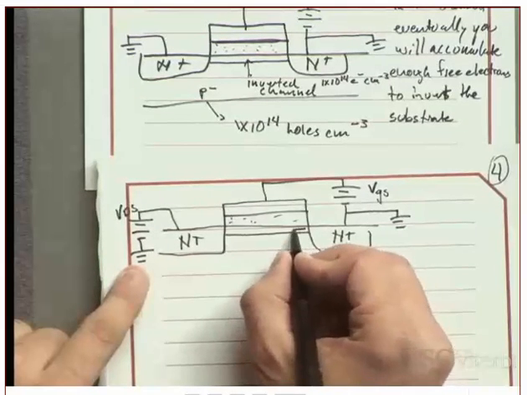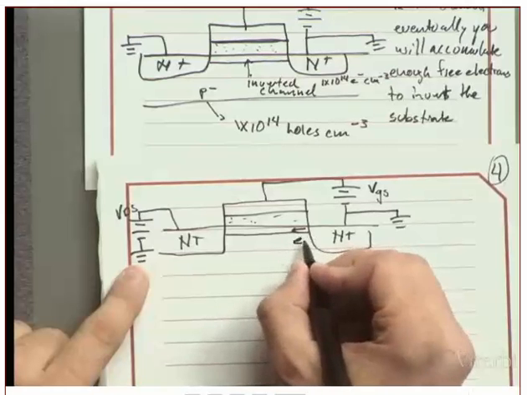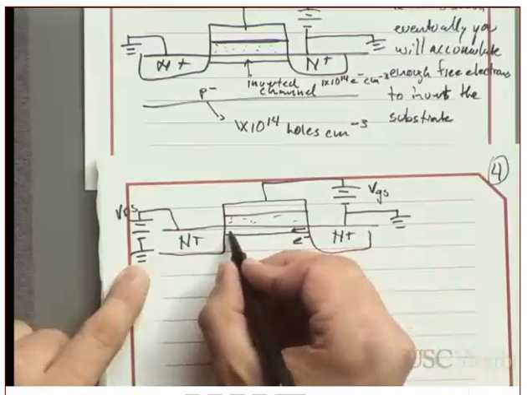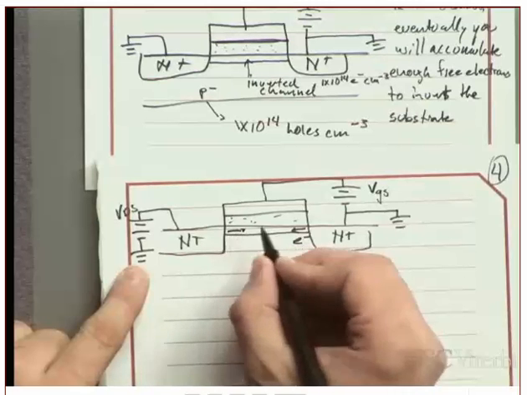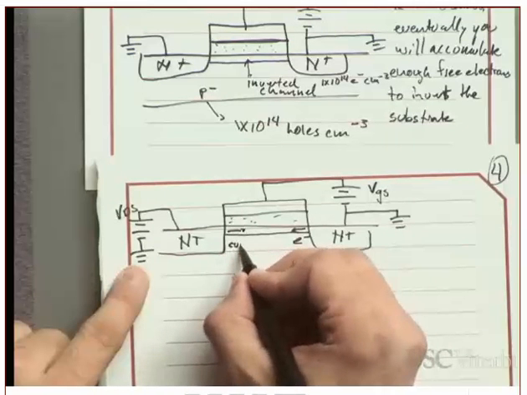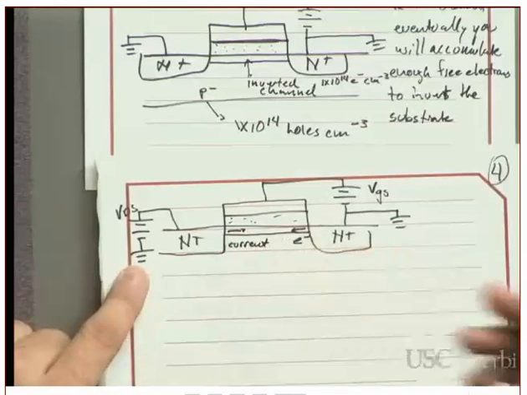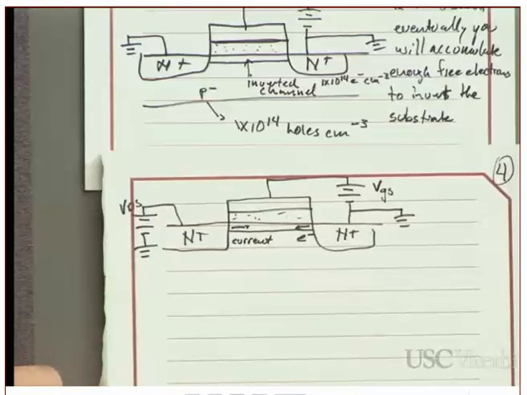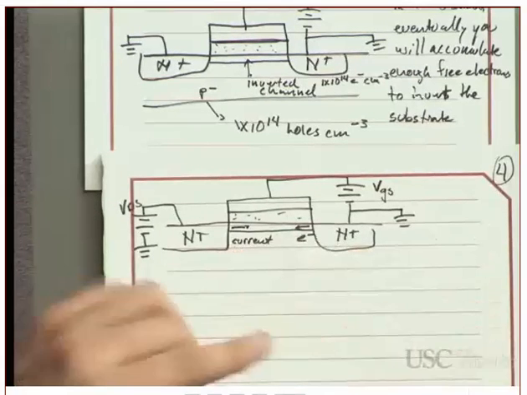In the channel, my electrons are going to go that way because they want to go towards the positive source. And my current flow is basically going to go this way. So that's current flow, because current is always considered to flow in the direction of positive charge. So since negative charge is flowing that way, that means positive charge is flowing that way.